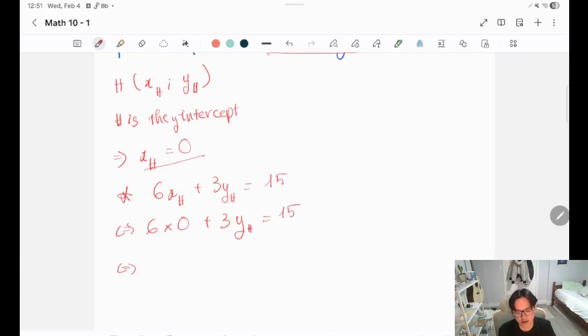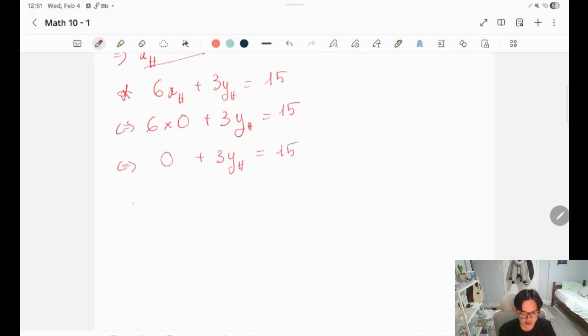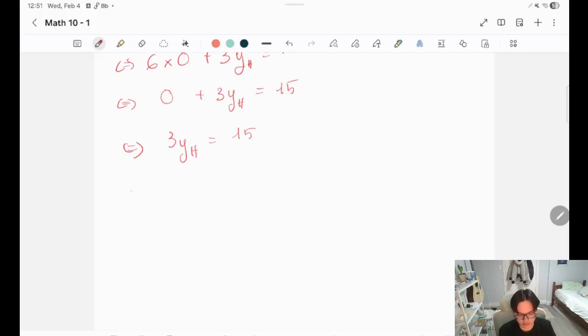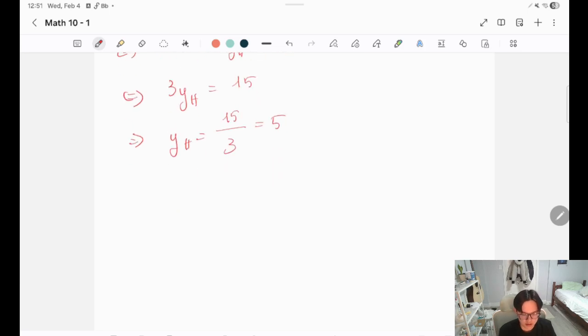So therefore 0 plus 3yh is equal to 15, and then 3yh equal to 15. So we got the answer right here: 15 divided by 3 is equal to 5. So the point H we got is (0, 5). Okay.